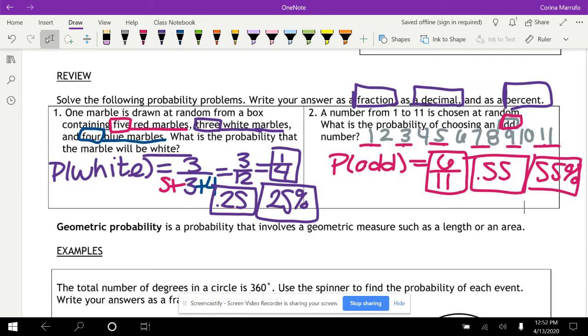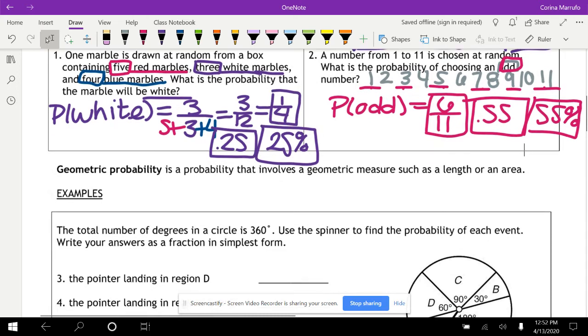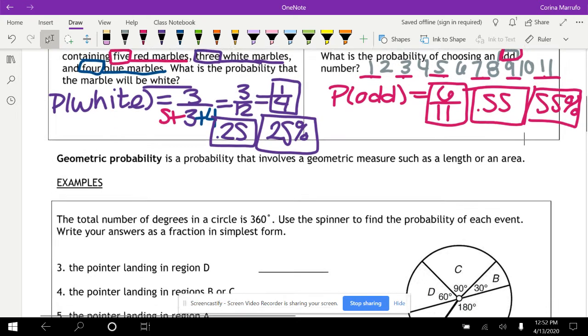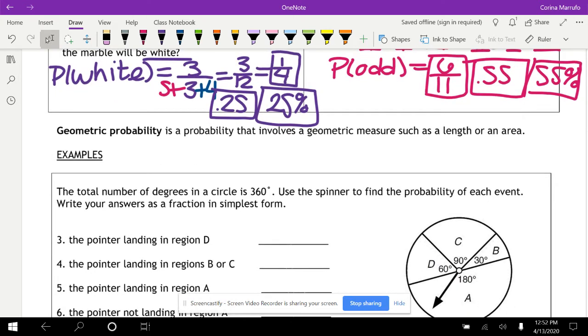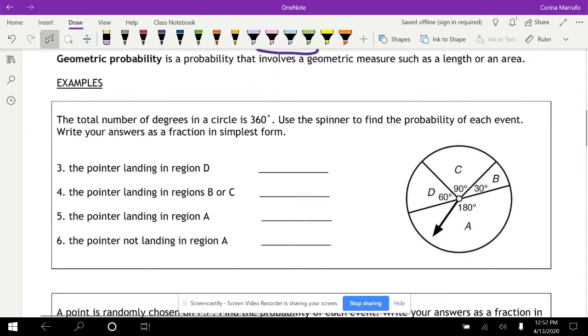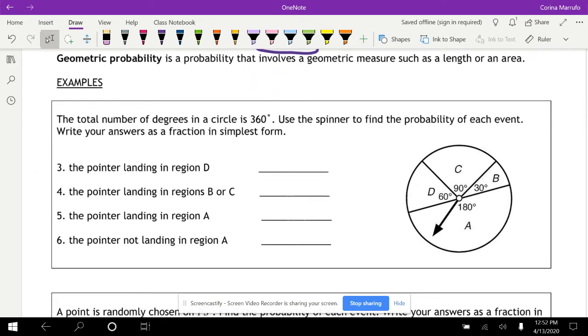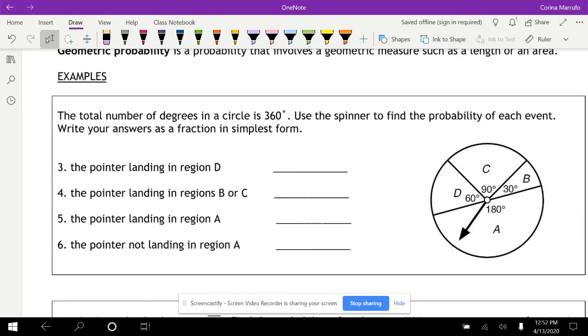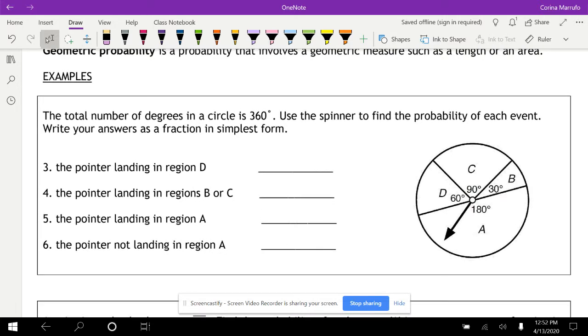Okay, so that's just a little review of how we find probability. Now we're going to use it in geometry. So geometric probability is a probability that involves geometric measures such as length or an area. So here it says the total number of degrees in a circle is 360. Use a spinner to find the probability of each event. So the first event that we're focusing on is we're looking for the pointer to land in section D. So if we look here, section D is a total of 60 degrees.